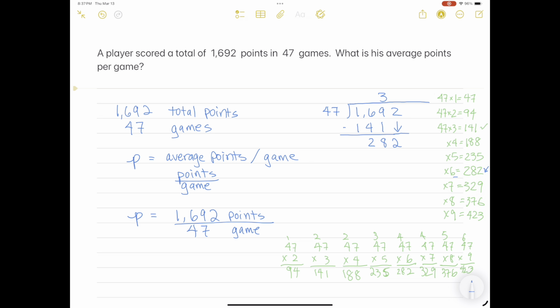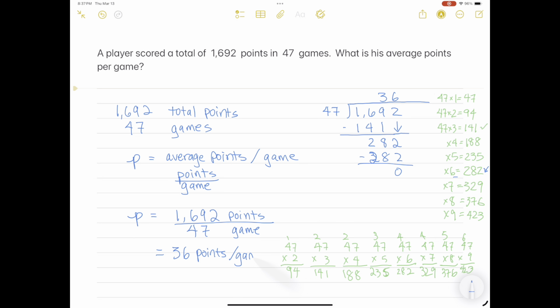I bring down the next digit of the dividend. So now it's 282 divided by 47. 47 goes into 282 exactly 6 times. I write that down. 282, subtract, I get 0. So now the answer is 36. P equals 36 points per game. I write that on the line below my problem.